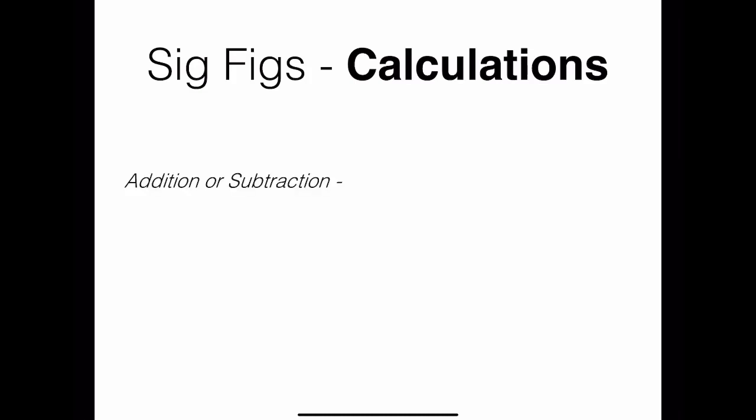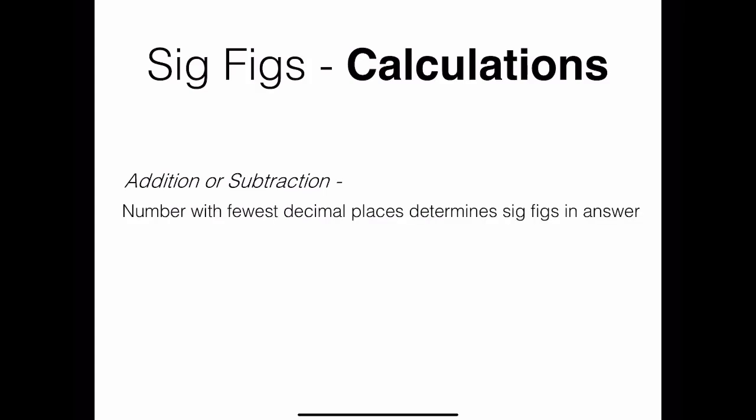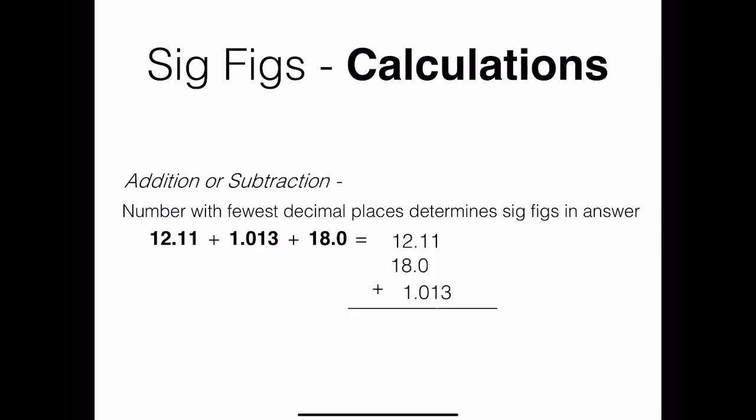If I'm looking at addition or subtraction, this is a little bit different. You're looking at the number with the fewest decimal places to determine the number of sig figs in your answer. So for example, if I'm adding up the numbers 12.11 plus 1.013 plus 18.0, I want to look at the number that goes the least number of places past the decimal point to guide my answer. So what I want to do is line these up at the decimal point because I'm looking for the least significant number.